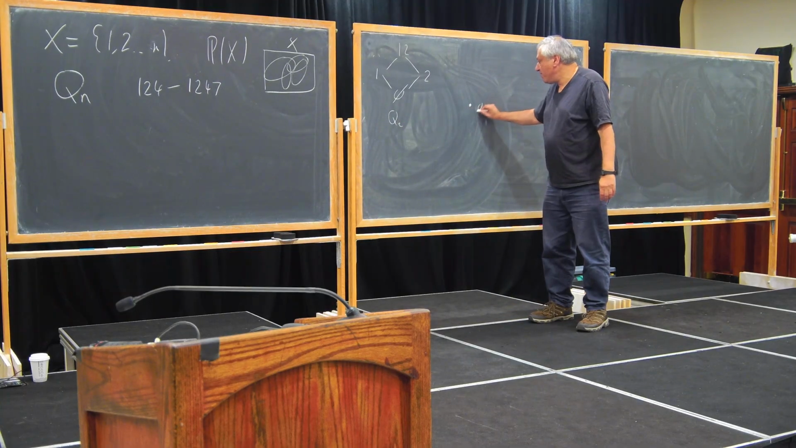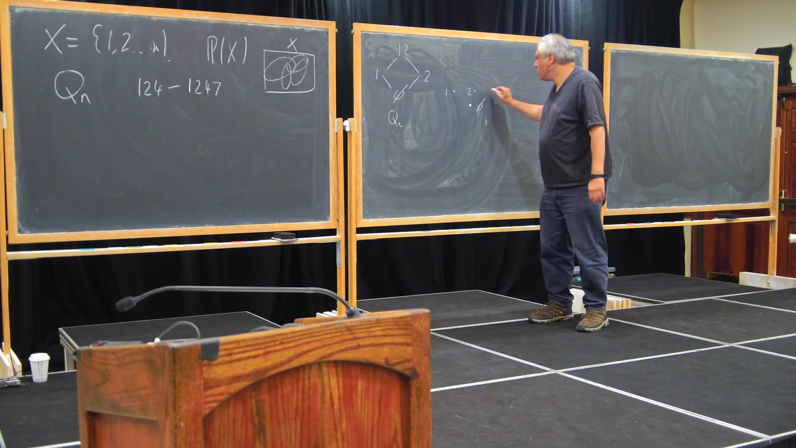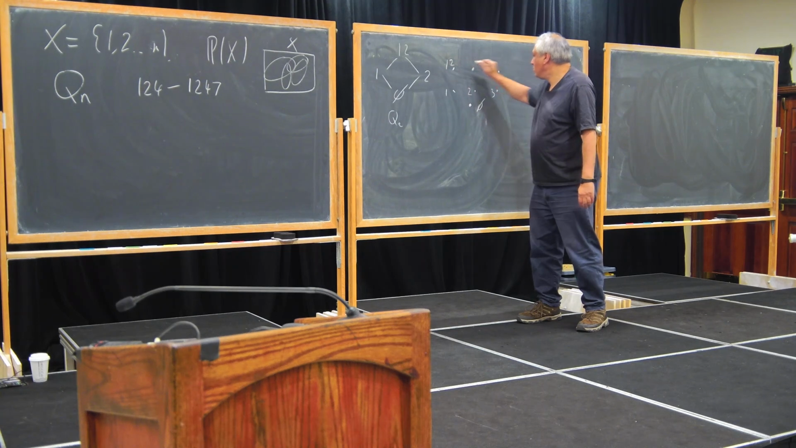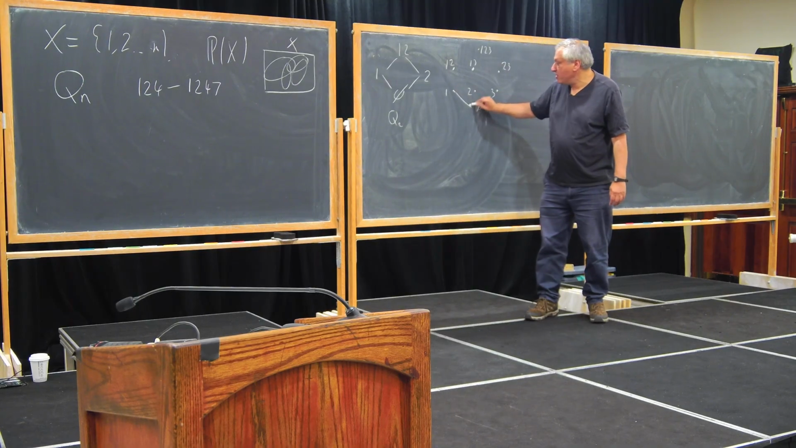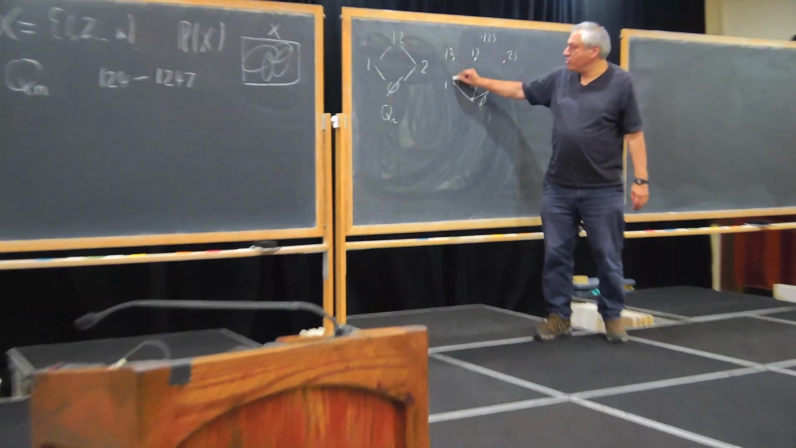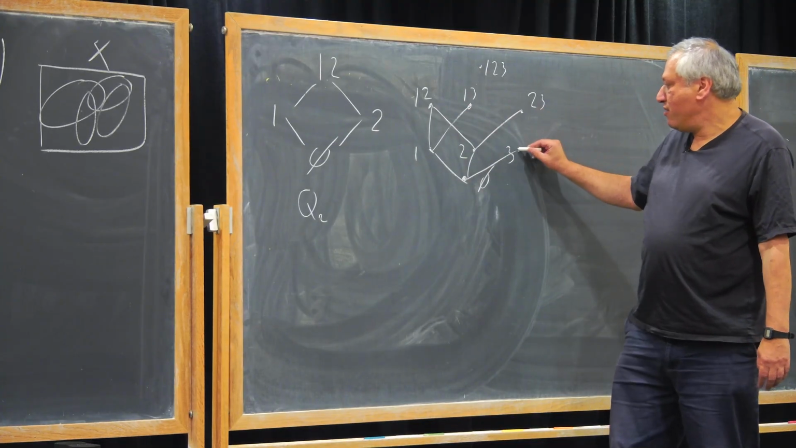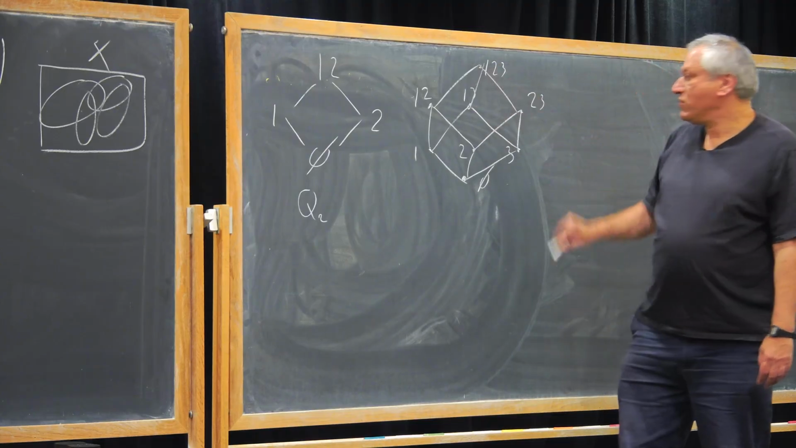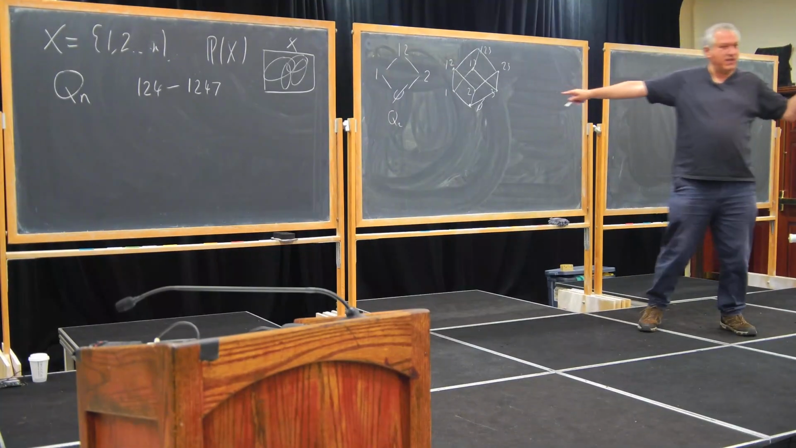So there's a dot for the empty set. There are the three singletons, the three pairs, and the whole world. And I guess emptiness is joined to each singleton. 1 is joined to 1, 2, and 1, 3. 2 is joined to 1, 2, and 2, 3. 3 is joined to 1, 3, and 2, 3, and all the pairs joined to everything. Something like that.